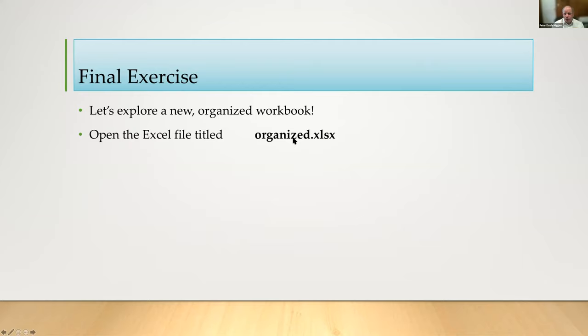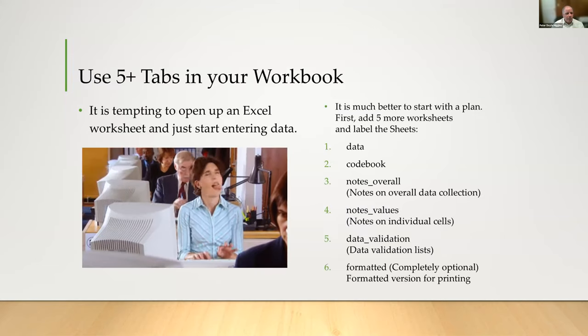So putting it all together, taking these recommendations and showing you an organized Excel workbook, and you can open the Excel file titled organized.xlsx and just kind of go through it. I'm going to go through it on the slides, but you can see this example. And it's really helpful to use Excel as a workbook so that you have multiple tabs and typically use at least 5 tabs or more.